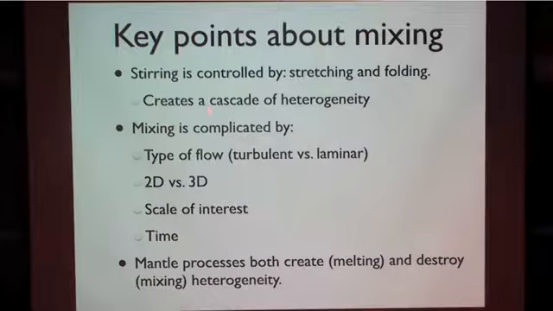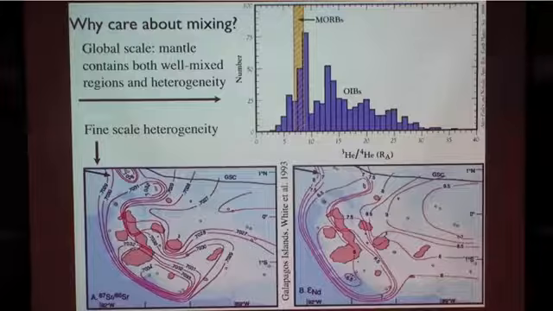That stretching and folding creates a kind of cascade of scales of heterogeneity, which is going to be important to us. We're going to look at a few things, but one thing we're not going to look at is turbulent mixing. It doesn't apply to the mantle. It would apply to the core and to some magmatic processes. But the type of flow makes a big difference to the style of mixing. And there's also a big difference between 2D and 3D. Then we'll talk a little about how the scale of interest influences what we conclude about mixing. Okay, so let's start with why we care about this problem.